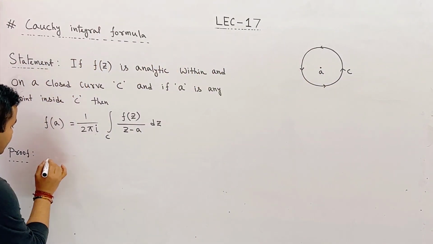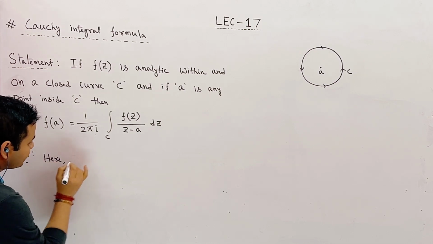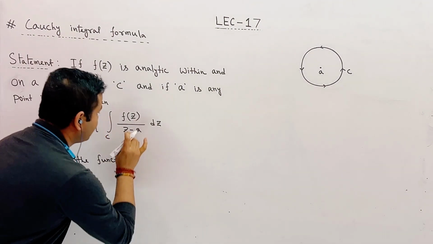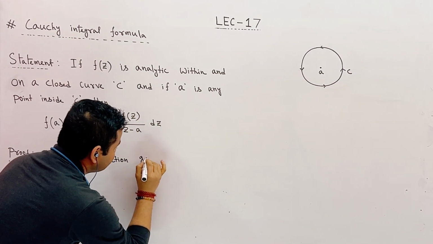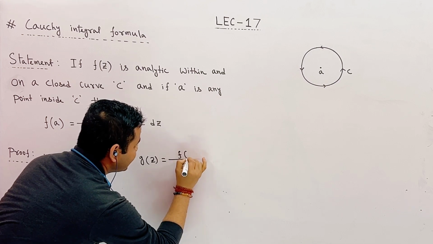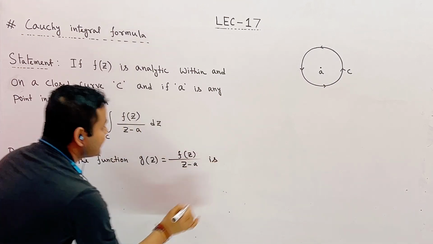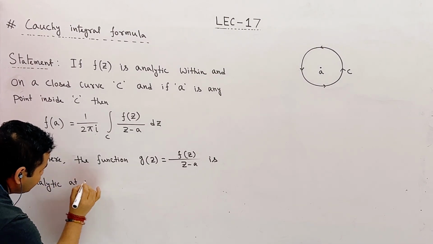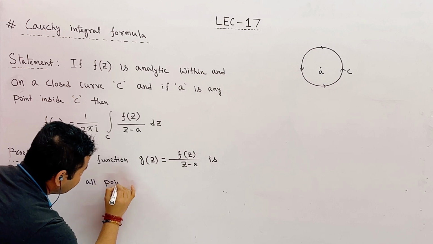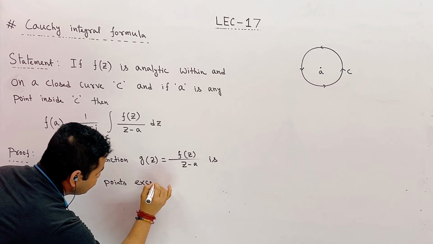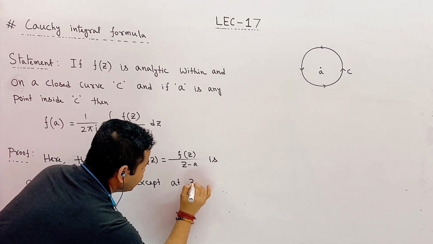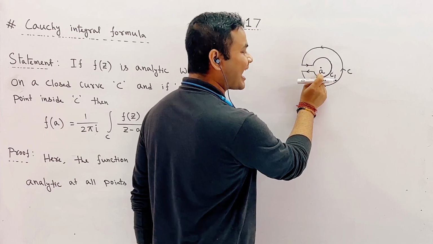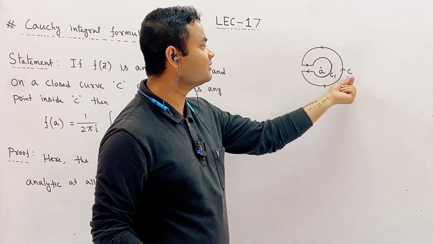So here the function g of z is equal to f of z divided by z minus A, which is analytic at all points except at z equal to A. Next, we draw a small circle C1 with A as center and radius r, smaller, within the bigger circle C.